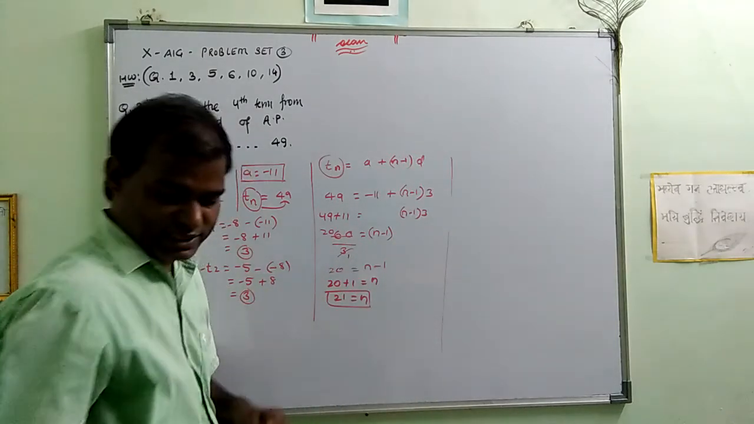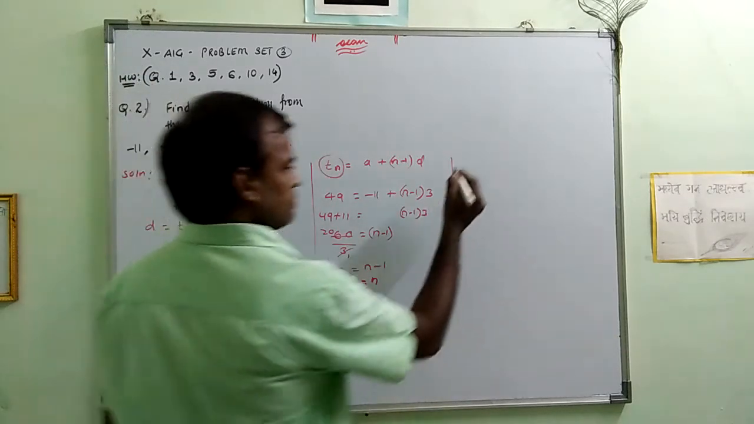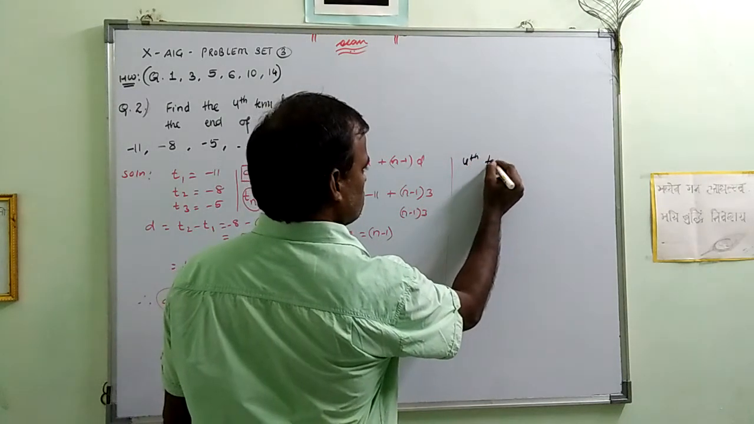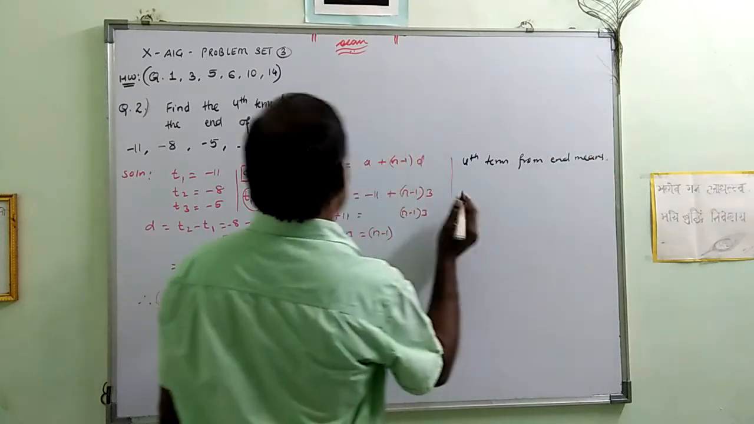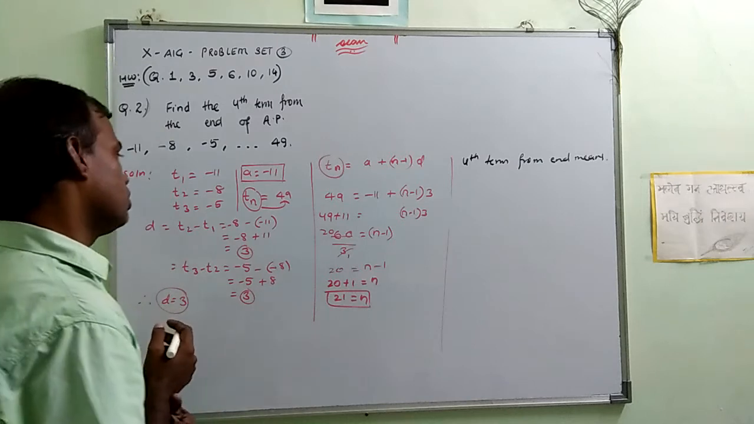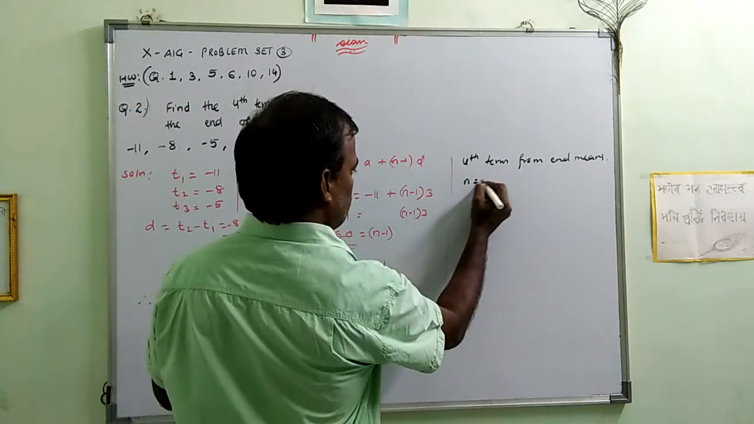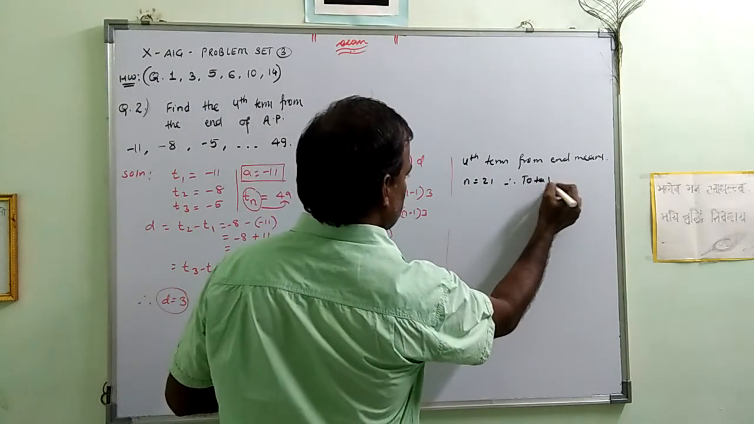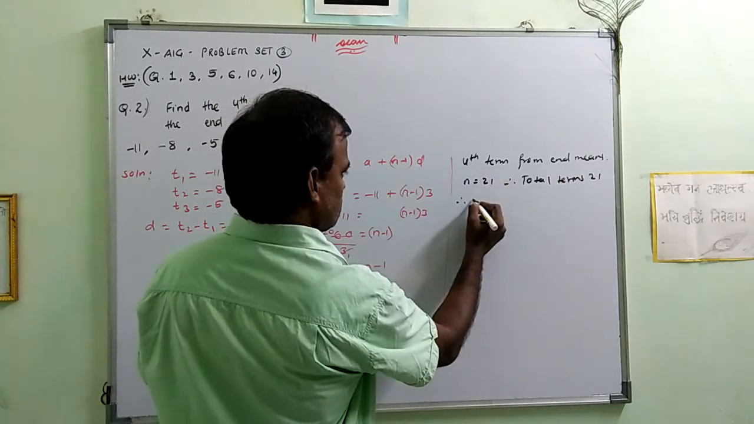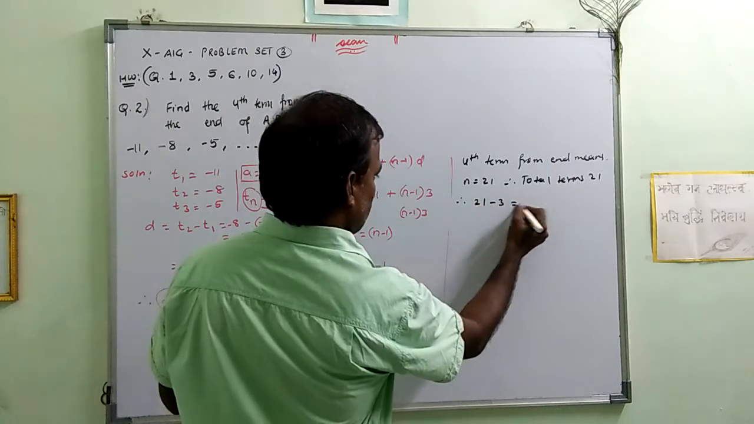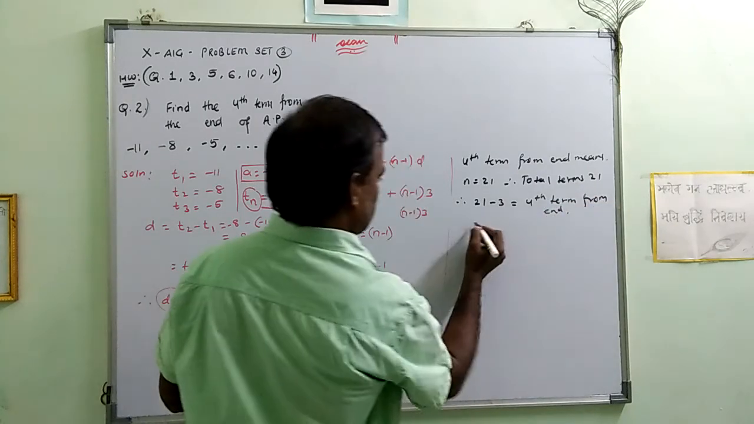The sentence says from the end, end means from the last 49 going backward, fourth term from end. Total how many terms are there? 21. n equals 21, therefore total terms 21. Therefore the fourth term from the end means 21 minus 3, which is 18.